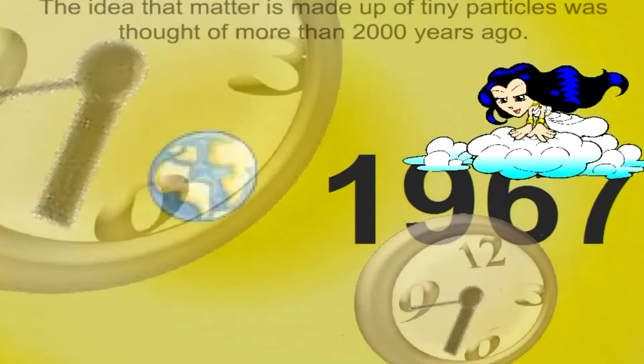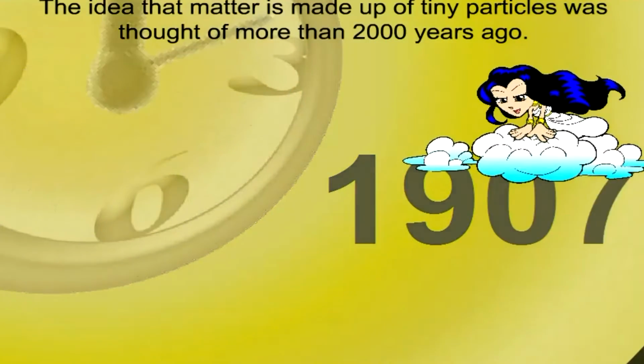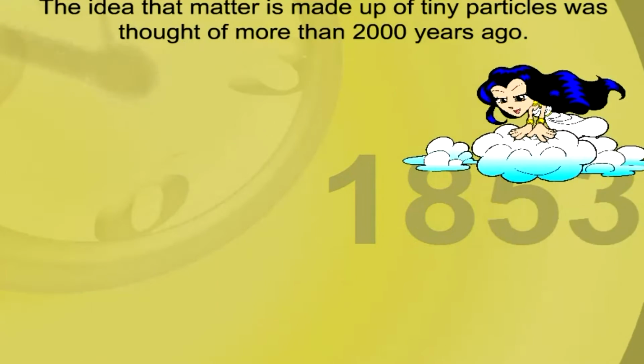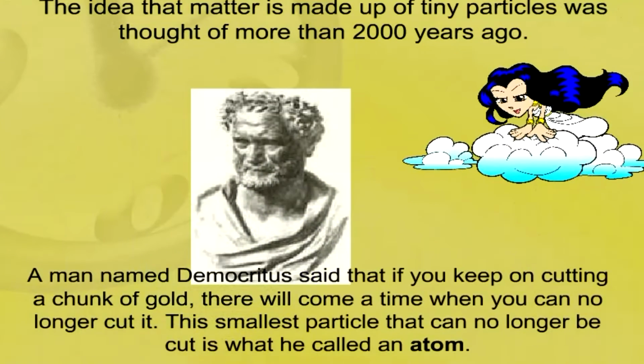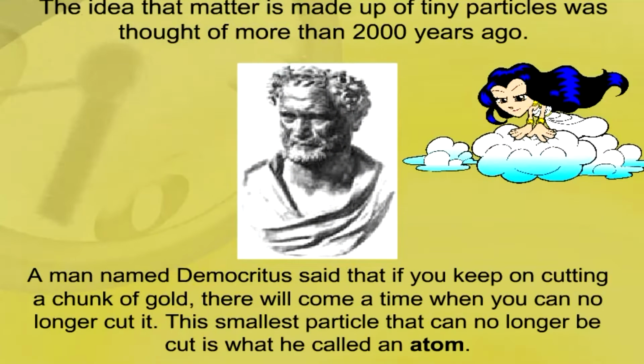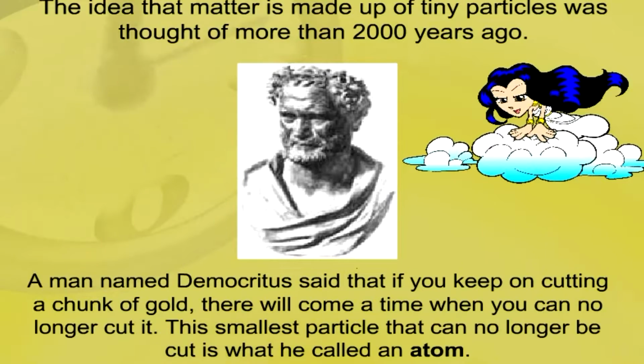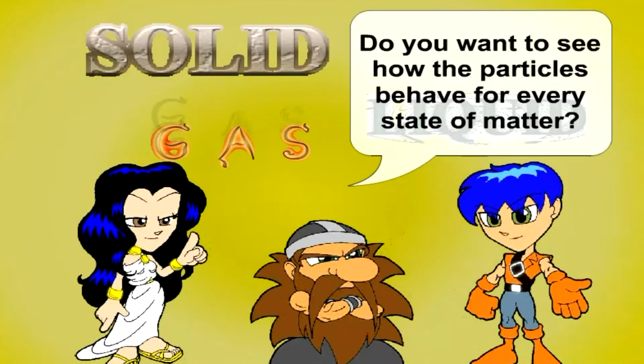The idea that matter is made up of tiny particles was thought of more than 2,000 years ago. A man named Democritus said that if you keep on cutting a chunk of gold, there will come a time when you can no longer cut it. This smallest particle that can no longer be cut is what he called an atom. Do you want to see how the particles behave for every state of matter?